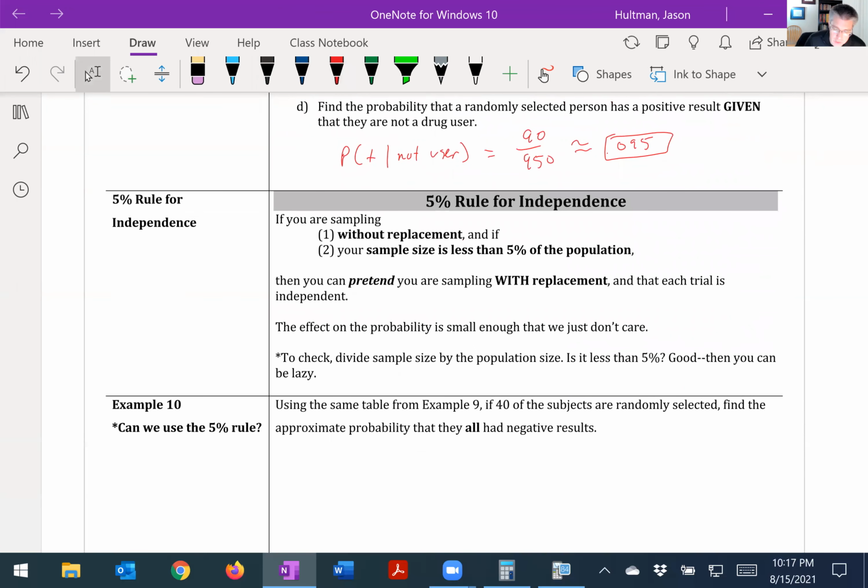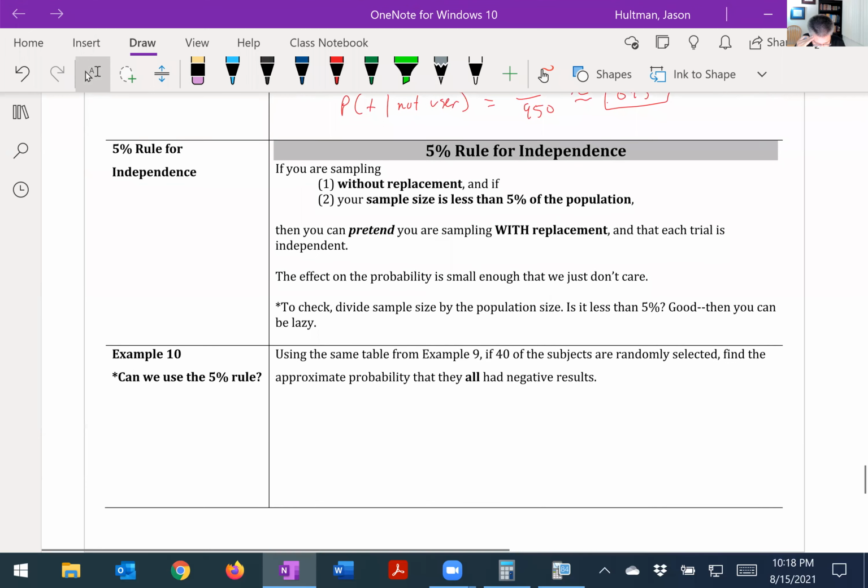Okay, 5% rule for independence. If you are sampling without replacement, and if your sample size is less than 5% of the population, then you can pretend that you are sampling with replacement. Your sample size being less than 5% of the population means that you have a big population. Then you can just pretend that it's with replacement, and each trial is independent. To check, divide the sample size by the population size. Is it less than 5%? Good, then you can be lazy.